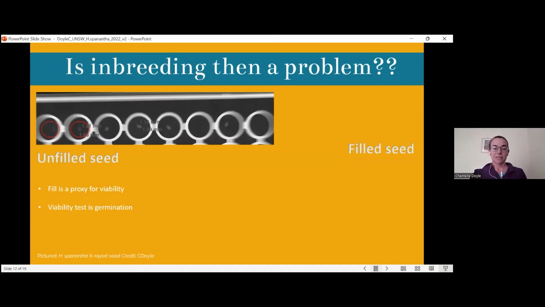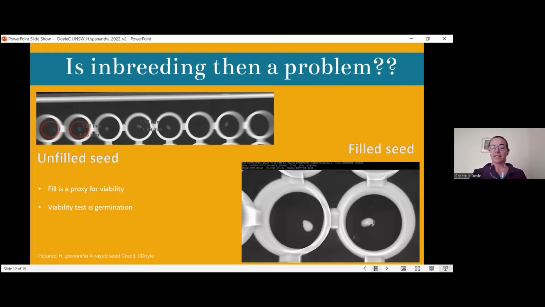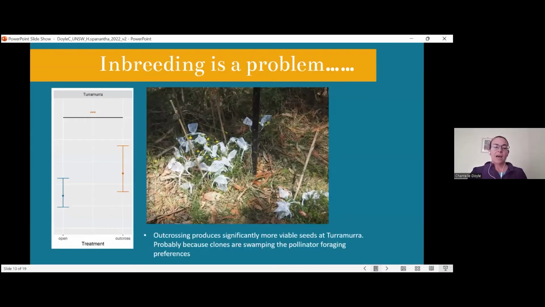We looked at seed fill. So seed fill is a proxy for viability. Unfilled seed is, you can see on the left there, and then this is a lovely example of filled seed. So filled seed is probably going to be a viable seed. Unfilled seed is not. And we found out for the Tarahumara population, which is the biggest, that outcrossing, so transferring pollen between unrelated individuals, produced significantly more filled seeds. Those aren't error bars, they're confidence intervals there, by the way.